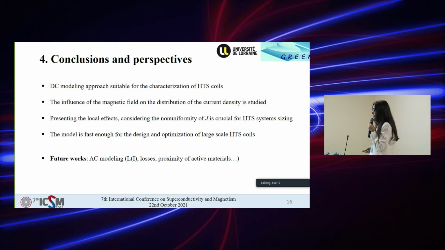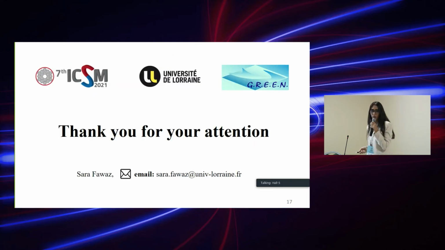The future work will be AC modeling to better identify the variation of the inductance with the transport current in the same condition the measurements were done, and to evaluate the AC losses and the proximity effect of the active materials. Thank you for your attention.